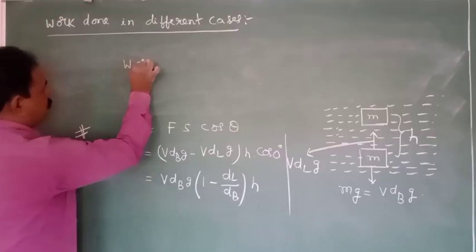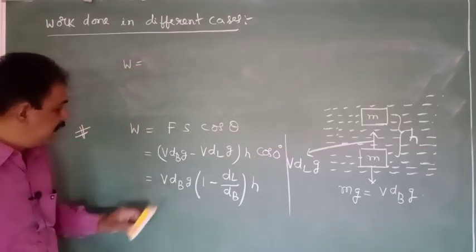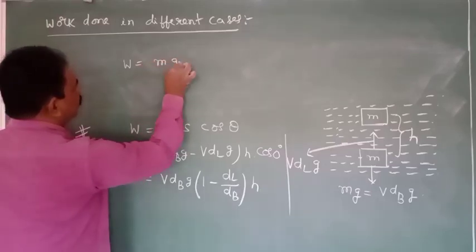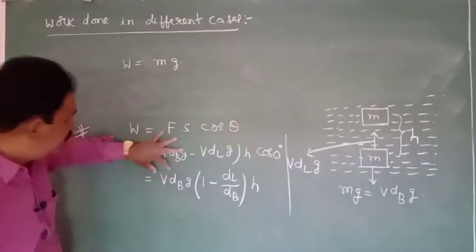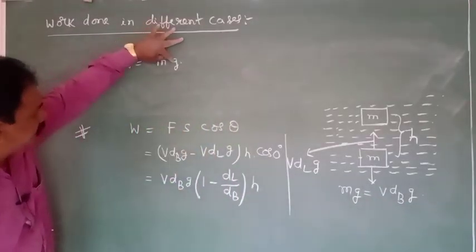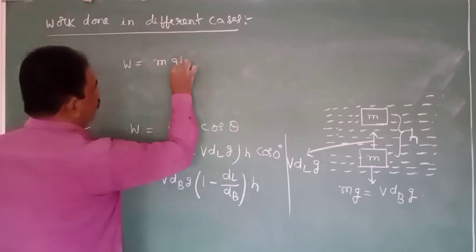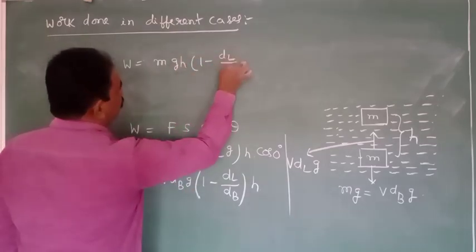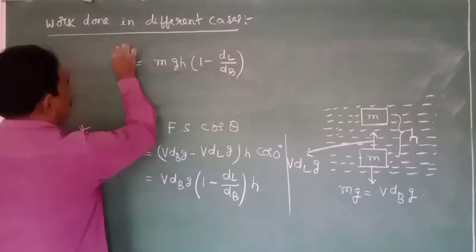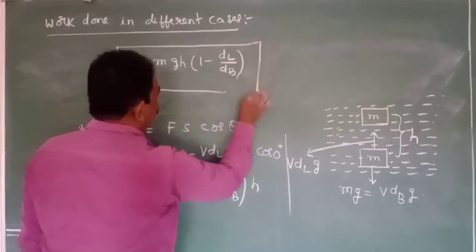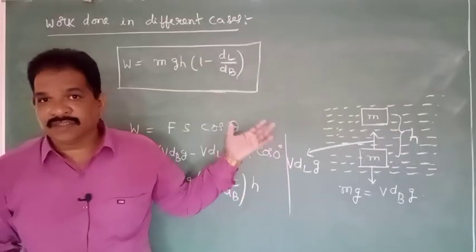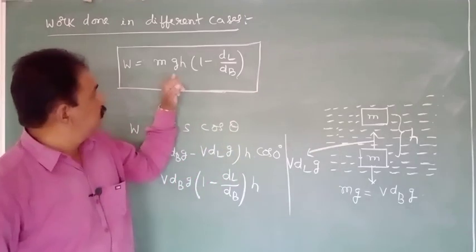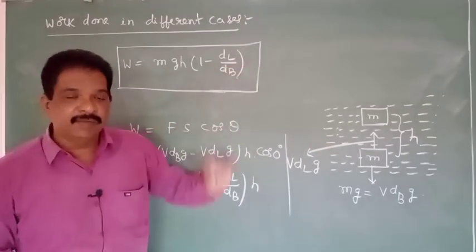W is equal to V dB will be again m. Volume into density, here m in place of what I wrote, V into dB. So V into dB in place of that I can write m, g. This h you write here into 1 minus dl by dB. In this way this formula will come. So work done to lift the body in a liquid of density dl is W is equal to mgh into 1 minus dl by dB.